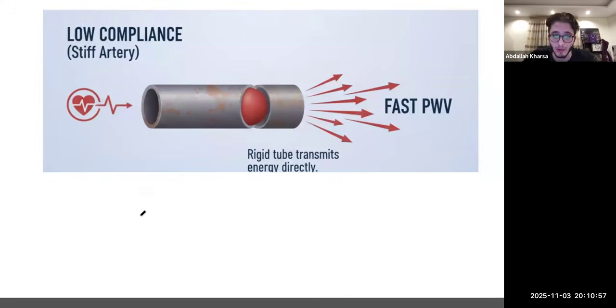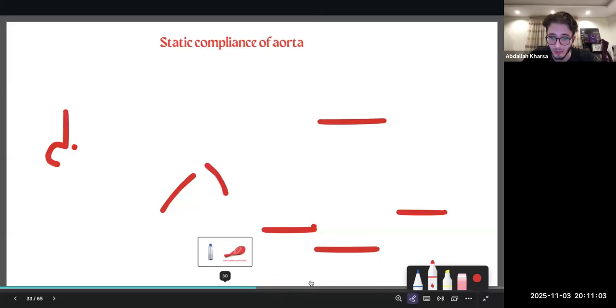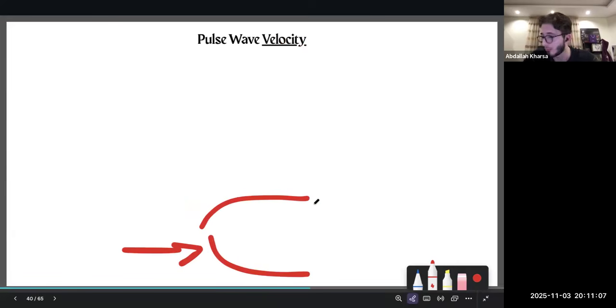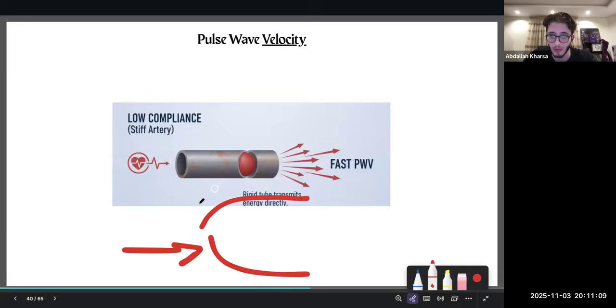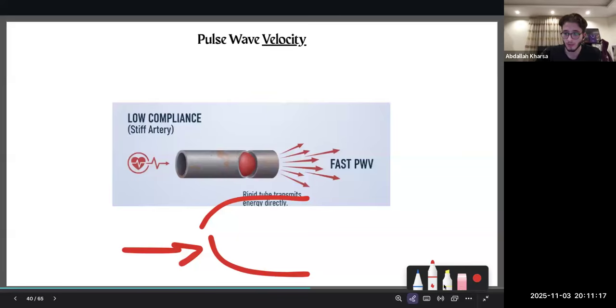If a vessel had high compliance, and you pushed blood through it and it distended a lot, the blood is going to stay there. It's going to be slower, so there's going to be a lower pulse wave velocity. Let's read the text. And if anyone wants me to repeat, let me know.